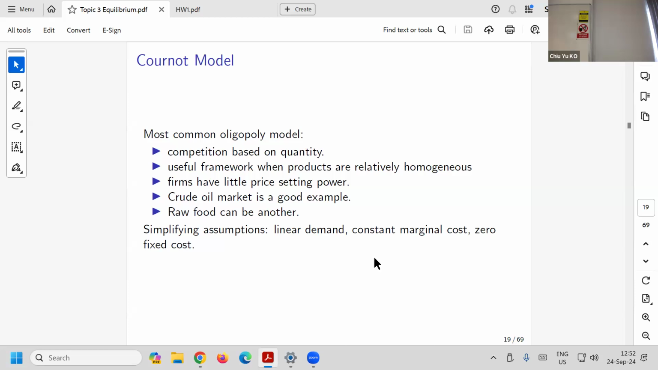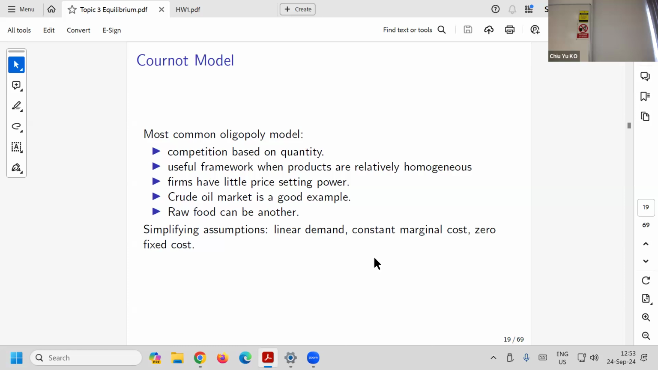You would not think iPhone is competing on quantity. Apple, not really. They compete on price. But later you will see that actually it's not so different when you allow heterogeneous products. Still, you can apply the Cournot model variant. When you consider company price versus company quantity, the model will be different. But you can imagine competing on quantity is like a long-run competition.